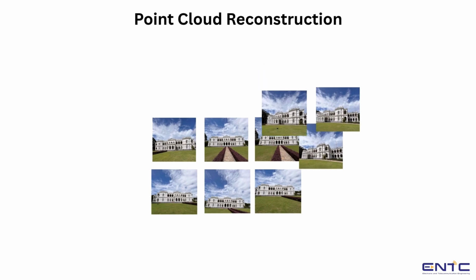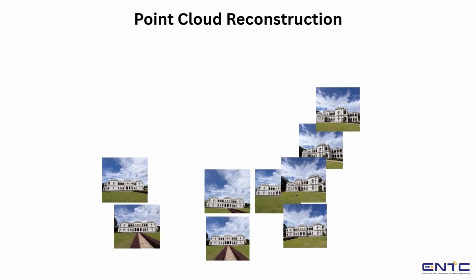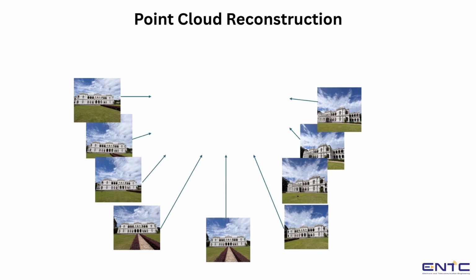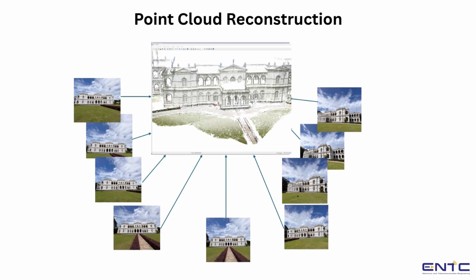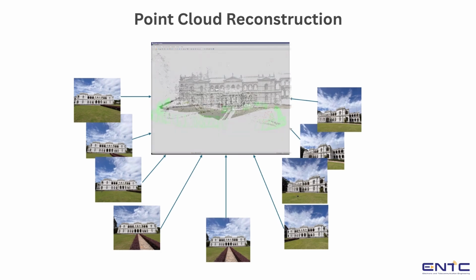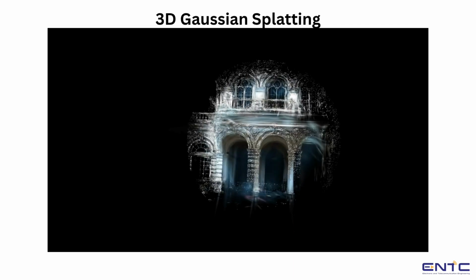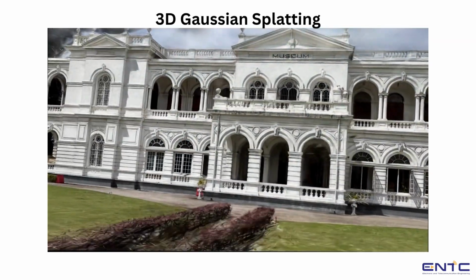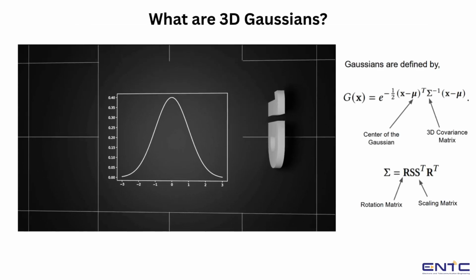For example, this is a collection of 2D images of the Colombo National Museum captured in various angles. These are aligned to generate a 3D point cloud, capturing the scene's geometric structure. We then model each point with 3D Gaussians to generate a photorealistic 3D reconstruction of the museum. This technique is known as 3D Gaussian Splatting.